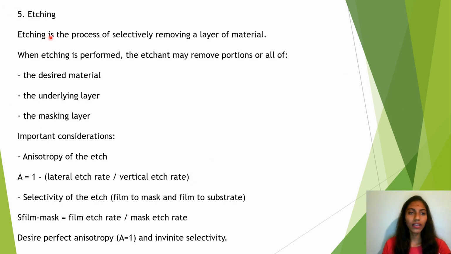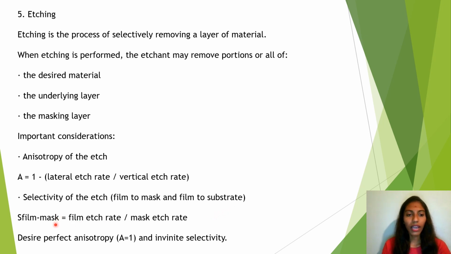Materials deposited using these techniques cover the entire wafer. And the fifth step is etching. Etching is the process of selectively removing a layer of material on the substrate. When etching is performed, the etchant may remove portions or all of the desired material, underlying layer or masking layer. The important considerations in this step are the anisotropy of the etch, calculated by A equals 1 minus lateral etch rate divided by vertical etch rate, and the selectivity of the etch, film to mask and film to substrate.